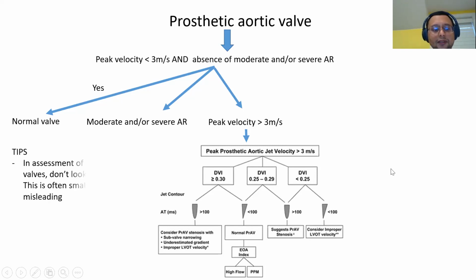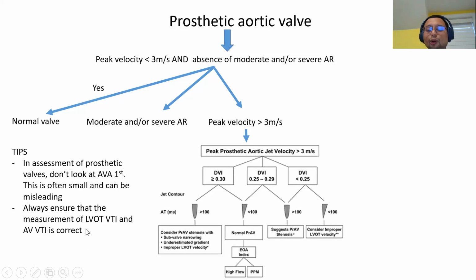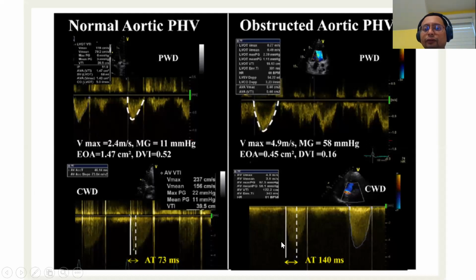So let me give you some tips. In assessment of prosthetic valve, try not to look at aortic valve area first at this stage. This often can be small and be misleading. Look at the stage down here, not here. And always ensure that the measurement of LVOT VTI and aortic valve VTI is correct. Right? So I just wanted to give you the example.